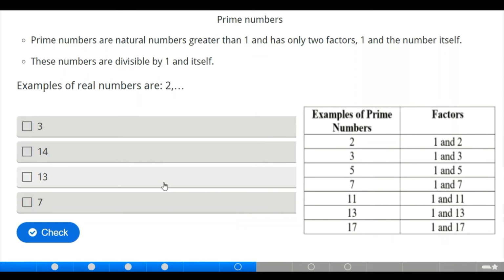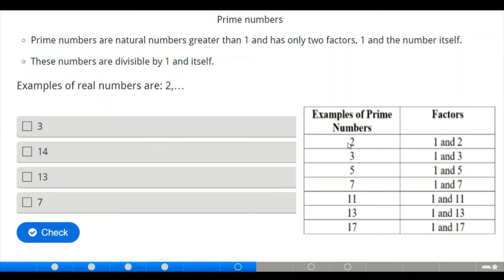What are prime numbers? Prime numbers are natural numbers that are greater than 1 and have only two factors, which are 1 and the number itself. So when you are talking about prime numbers, any number that can divide itself and 1 alone is a prime number. So we have examples here: 2, 3, 5, 7, 11, 13, and 17. If you look at these numbers, the divisible values are just 1 and the number itself.